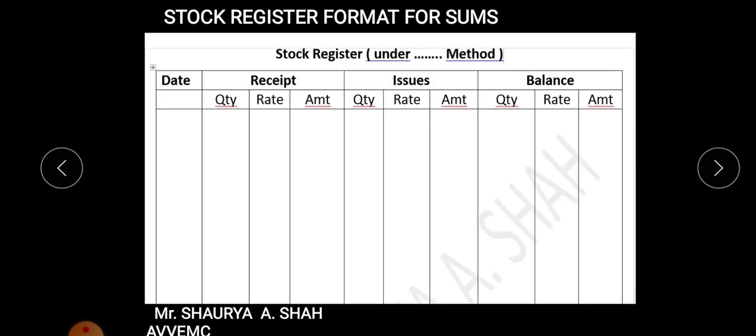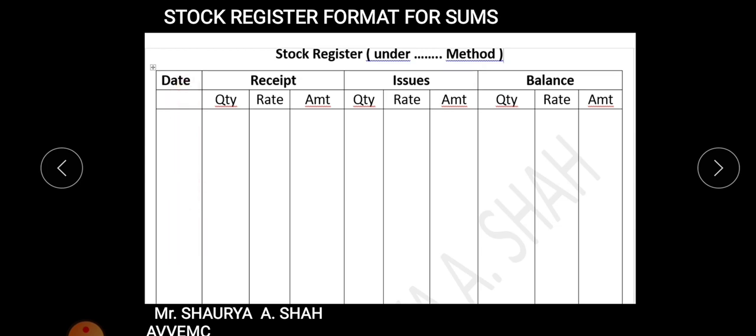Fine. So we'll be seeing the format, students, first. What is the format? So students, as you can see, this is the format which you need to prepare for your sums, right? Again, the short sum will be there. What are the main columns you need to understand? There will be first the heading, that is stock register under so and so method, right? If they ask you to prepare as per FIFO, you need to write down FIFO, LIFO or weighted average method, right? There will be around four main columns.